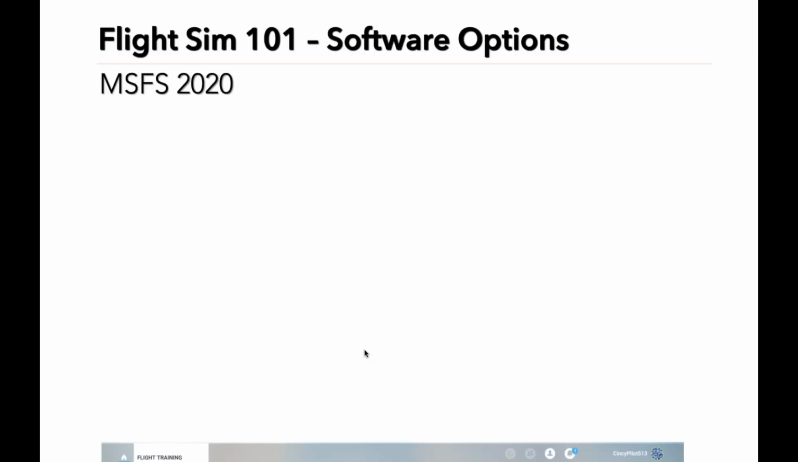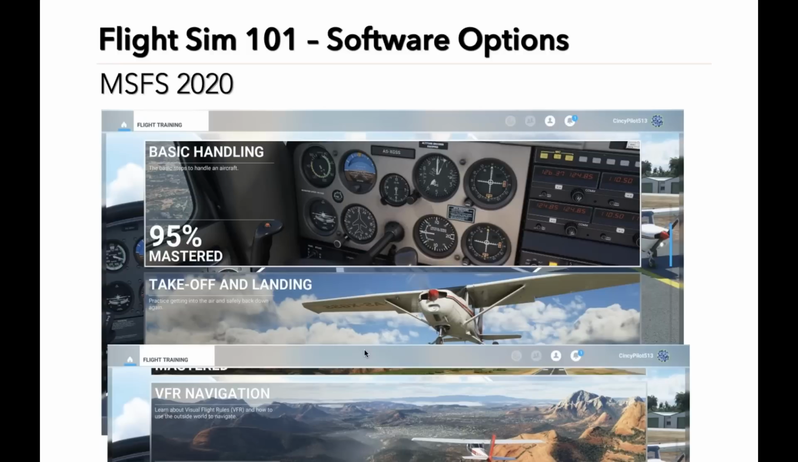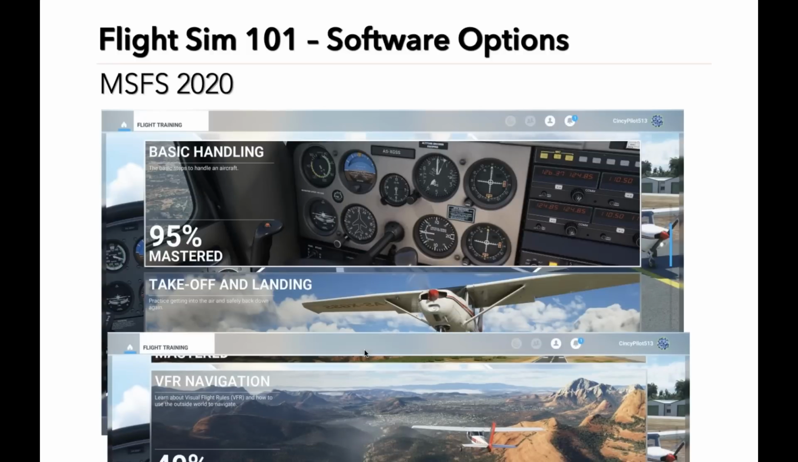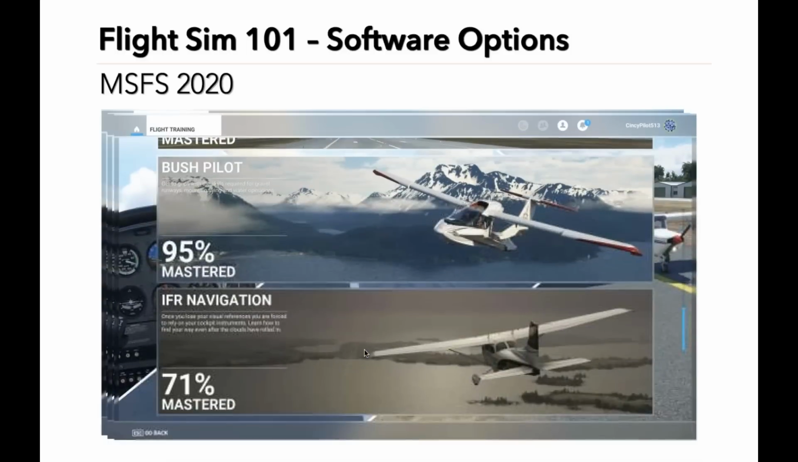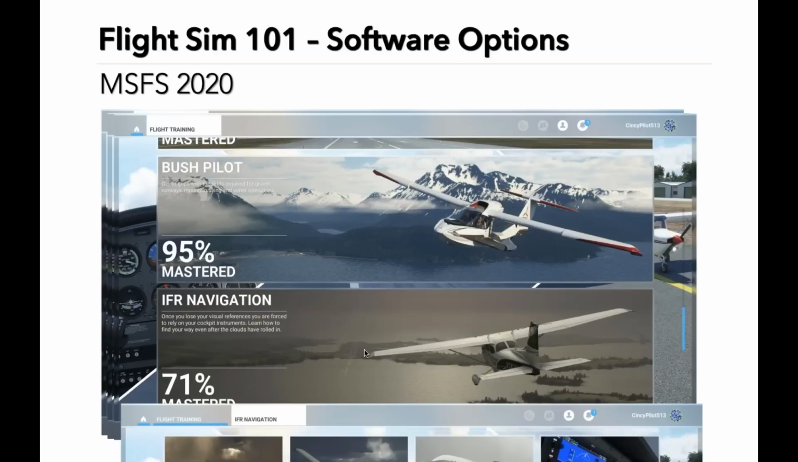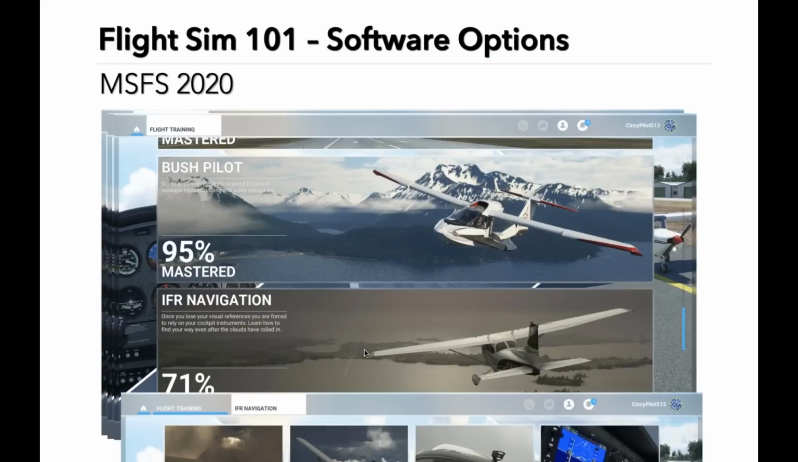And the different categories are basic handling, takeoffs and landings. You also have some VFR navigation, a little bit of airliner training, and I have not really jumped into that yet. You'll see there's some bush pilot flying and then IFR navigation. And within each one of these categories, there's a few lessons that they'll give you. So you're able to jump into speed control, VOR basics, ILS approach, your IFR test, if you'd like.